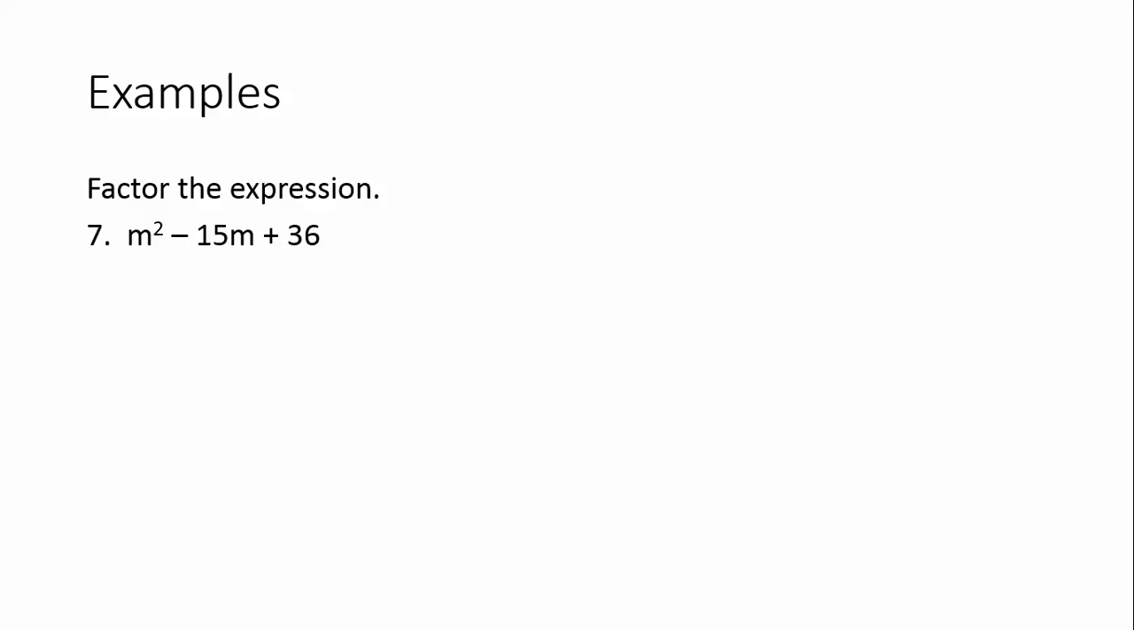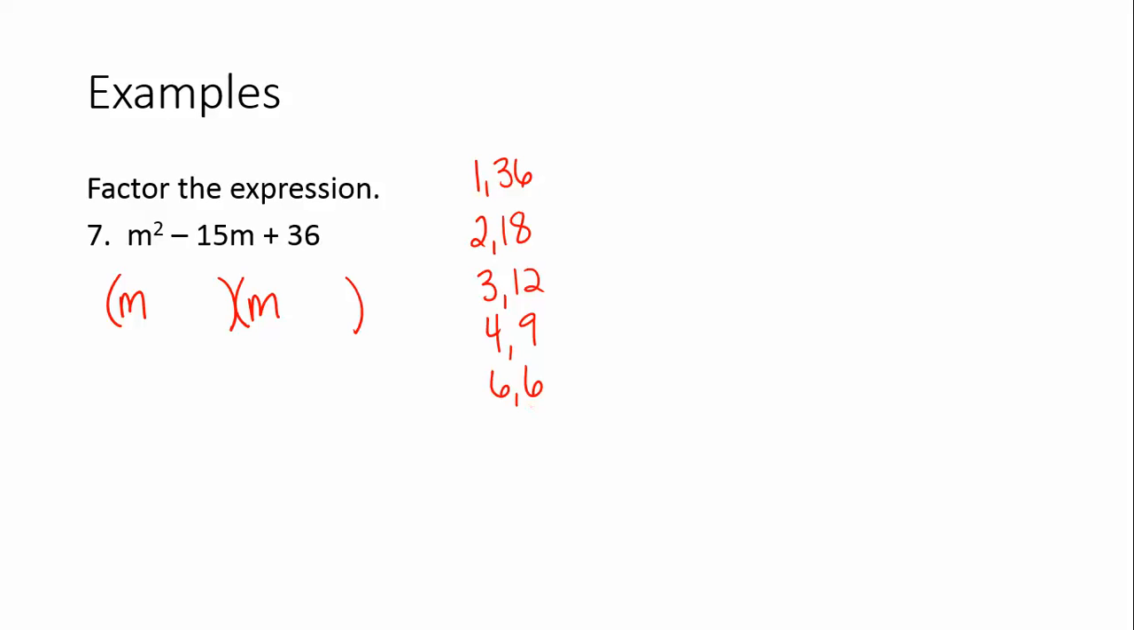We split this into two smaller binomials, m times m, so m's in the front. Factors of 36 are 1 and 36, 2 and 18, 3 and 12, 4 and 9, 6 and 6. So the factors that are going to give you 15 are here in the middle, this 3 and 12. So 3 and 12. Because the back sign is a positive, it matches the middle. They are the same, both subtraction.